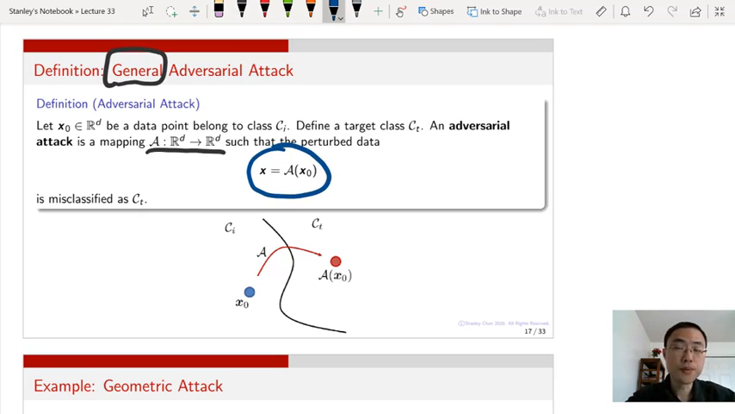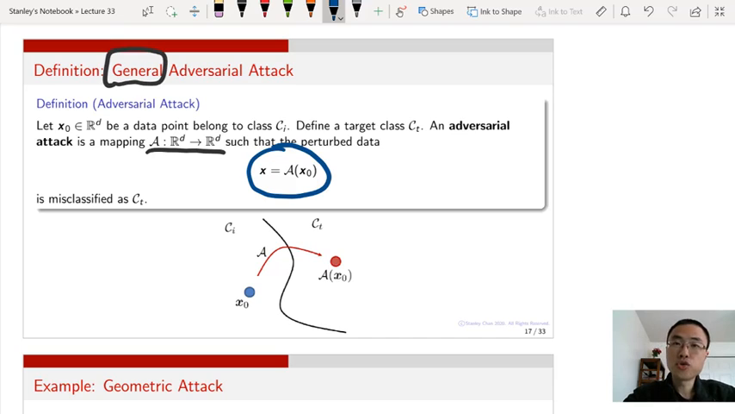So x0 is your input data. By applying a mapping, I can turn x0 into another vector x. Now this A can be anything. It can be as general as whatever transformation you can think of. Of course, the additive attack is one type of this A transformation. It's just adding the pattern.